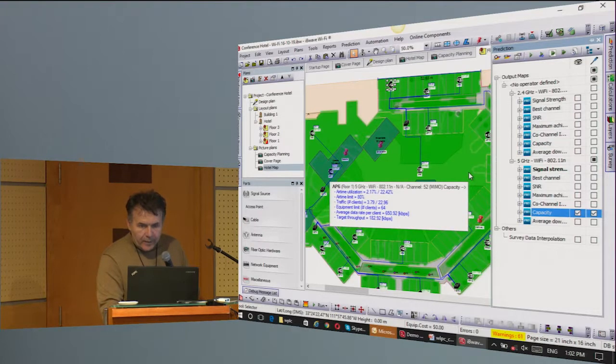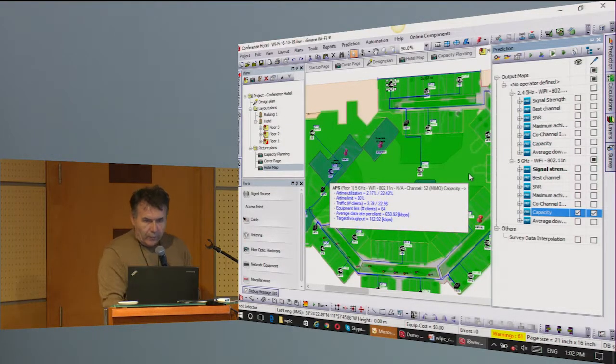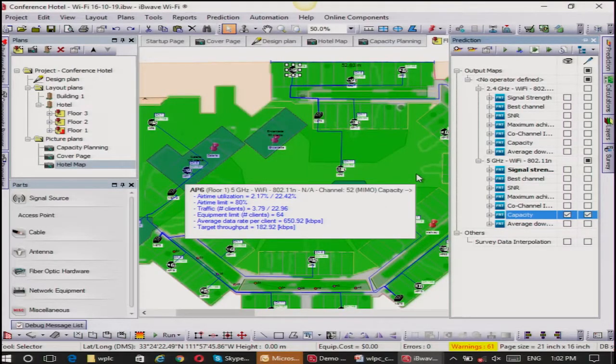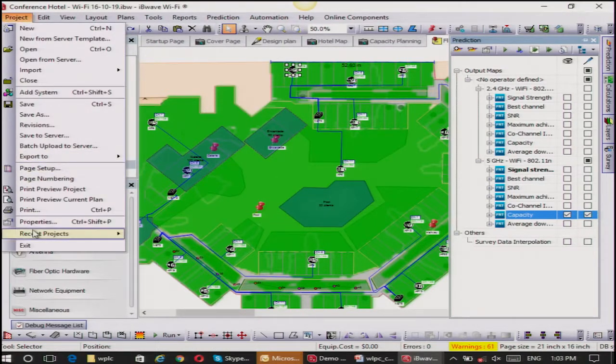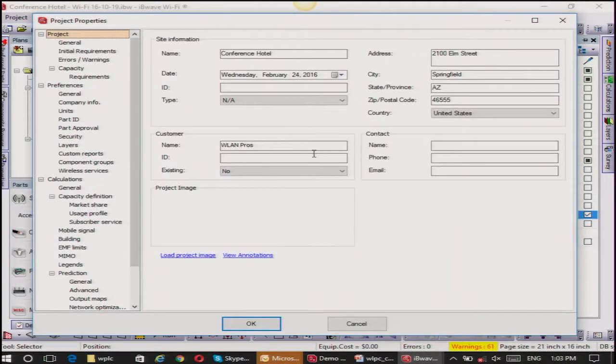So basically, in the capacity, what you are seeing here is it's going to tell you a couple of things. First, airtime utilization is given per pixel. This is the first percentage that you see, it gives you 2.17%. So in that pixel, airtime utilization is that much. In the whole venue, it is 22.42%. Airtime limit for this venue was 80%. And this is what you can actually set up in this location here.